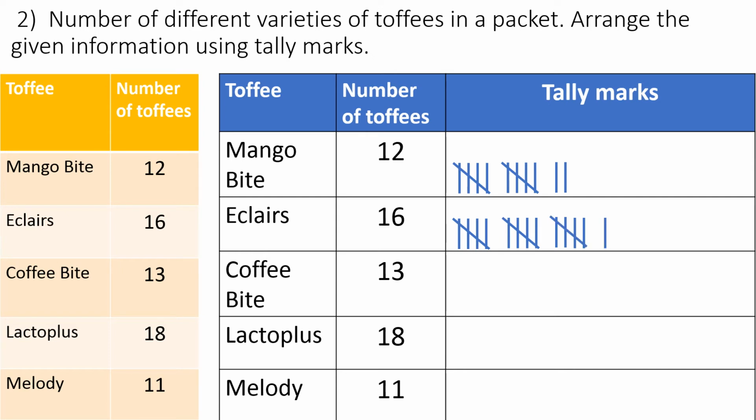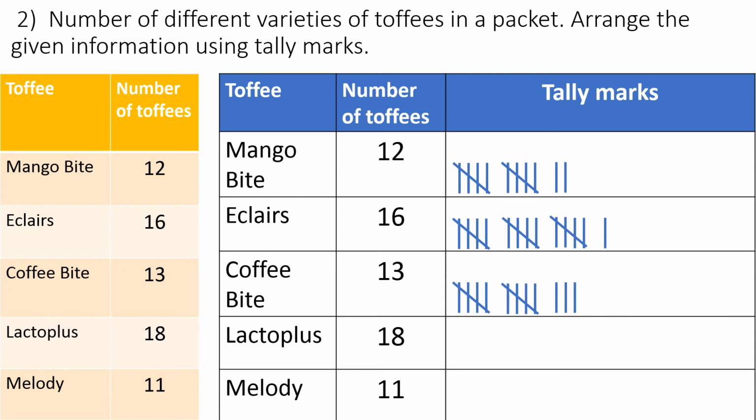There are 13 Coffee Bite toffees. So draw 13 lines. 1, 2, 3, 4, cross fifth line. 6, 7, 8, 9, cross line for 10. 11, 12 and 13. The next is Lacto Plus.